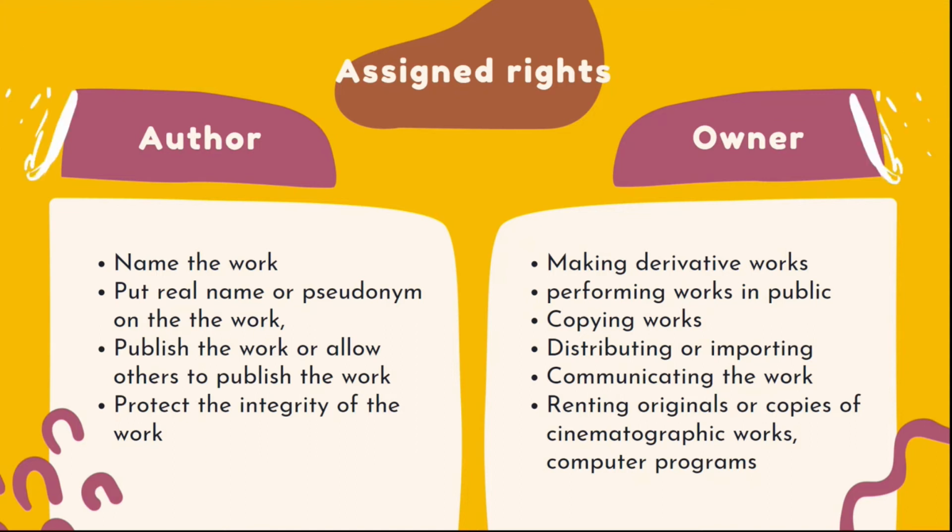About the owner, Article 20 of the Law on Intellectual Property 2005, including making derivative works, performing works in public, copying works, distributing or importing, communicating the work, and renting originals or copies of cinematographic works and computer programs. Next part is categories.